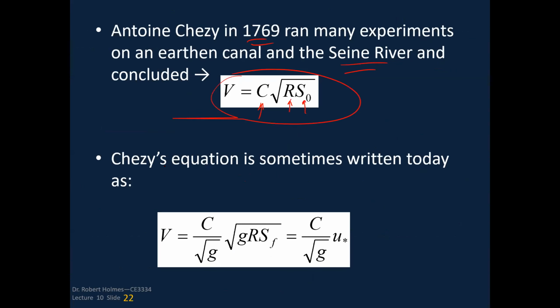And so Chezy's equation is sometimes written like this, where this is the form of the equation. Moreover, a lot of times we get rid of the g's, and it's just V is equal to C (R S sub F) to the 1/2. Let me rewrite that. So this becomes V is equal to C times the square root of R S sub F. Or it's also written sometimes like this.